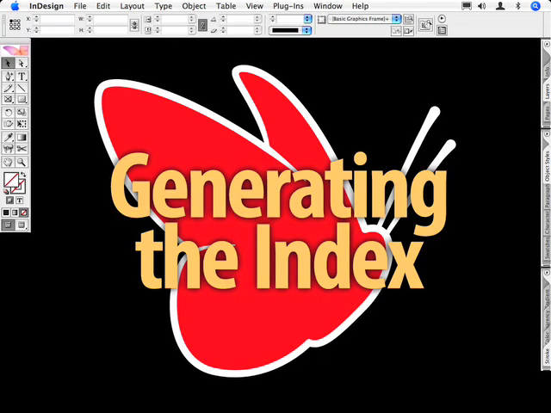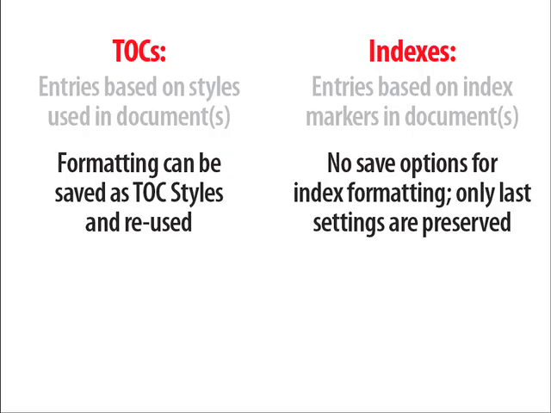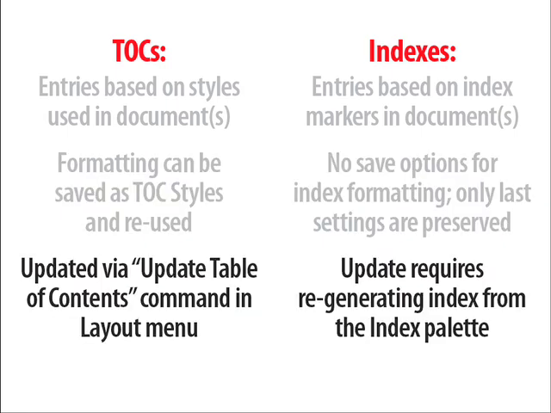Now let's move on and use all of this work to generate an index. In some ways, generating an index is like generating a table of contents, but there are some significant differences. First of all, TOC entries are based on styles used in documents, while indexes are based on the presence of index markers in documents. TOC formatting can be saved as a TOC style and reused, but index formatting can't be saved. Only the last settings you apply are preserved. Finally, the Update Table of Contents command in the Layout menu is how you update a TOC, whereas indexes must be regenerated from the index palette and replaced.